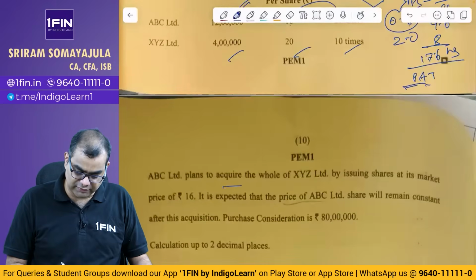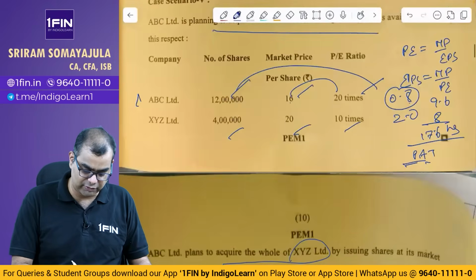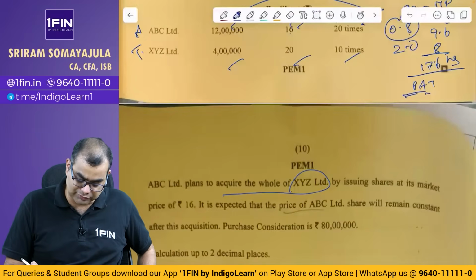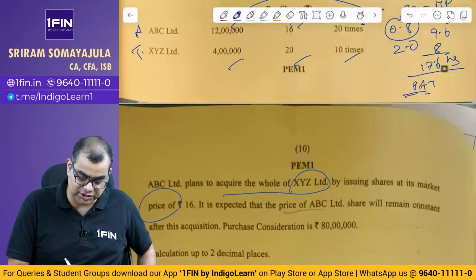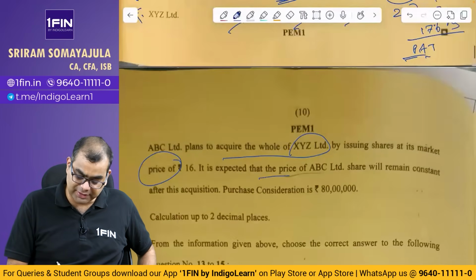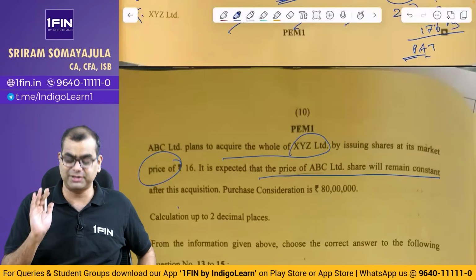Okay, ABC plans to acquire the whole of XYZ. So this is the acquirer, this is the target. ABC plans to acquire the whole of XYZ by issuing shares at a market price of 16. So you're going to issue at the market price of 16 only. But it is expected the price of ABC will remain constant after this acquisition. Post acquisition also, the share price will be the same 16.